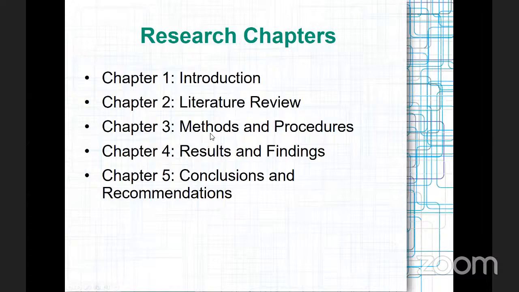There are 5 chapters that we're using in our major project in SCIT. The introductory chapter, your first assignment will be a concept note, the literature review, the methods and procedures, the results and findings, and the conclusions and recommendations.